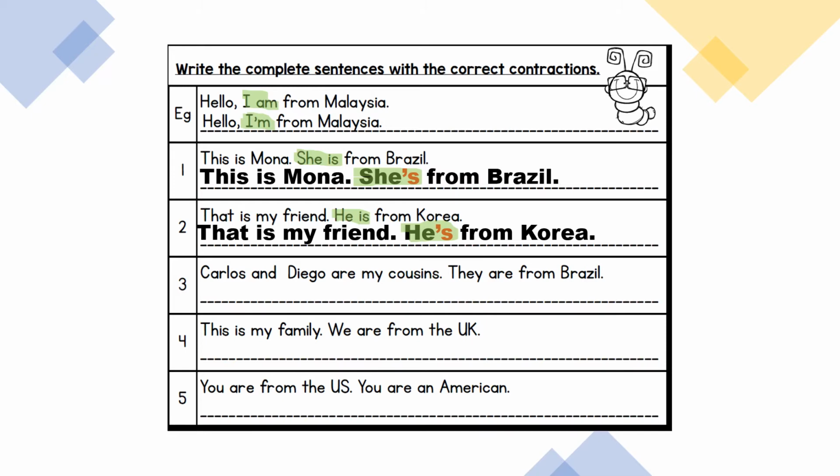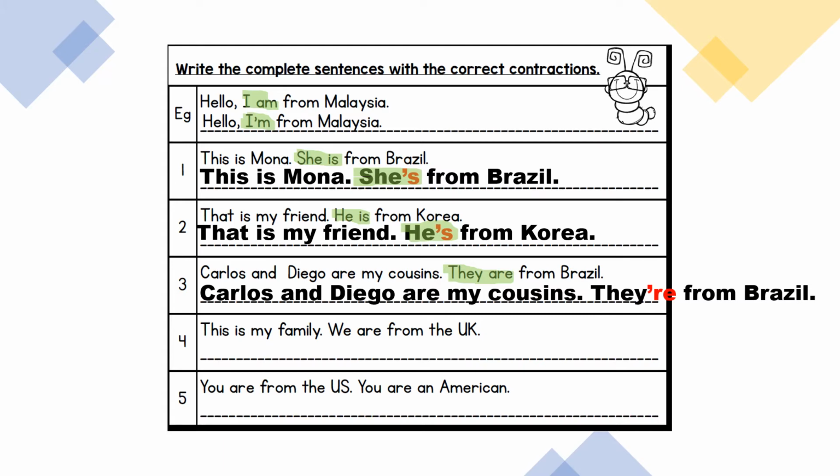For number 3, Carlos and Diego are my cousins. They are from Brazil. So the pronoun here is they. They are. So the answer should be, Carlos and Diego are my cousins. They are from Brazil.